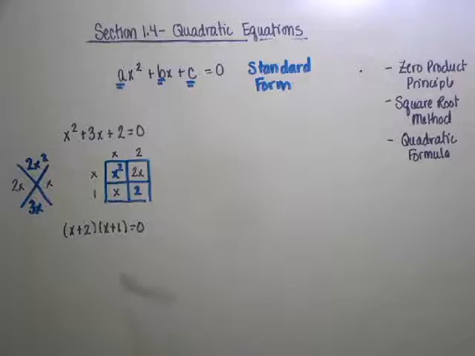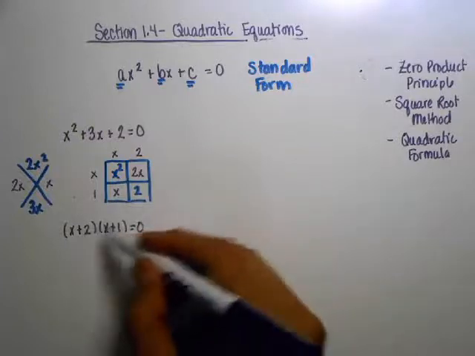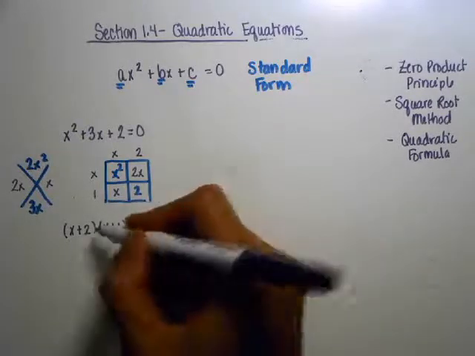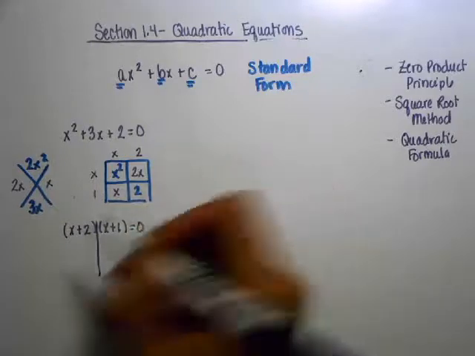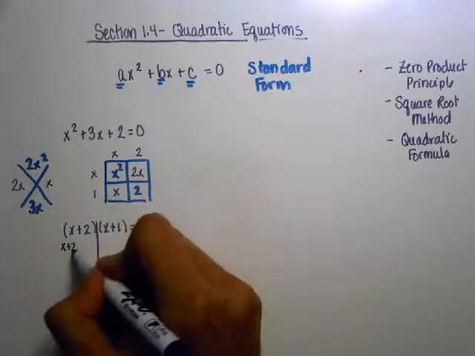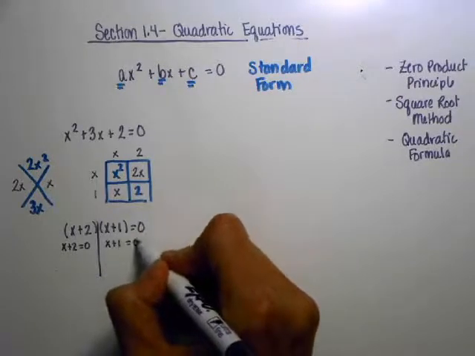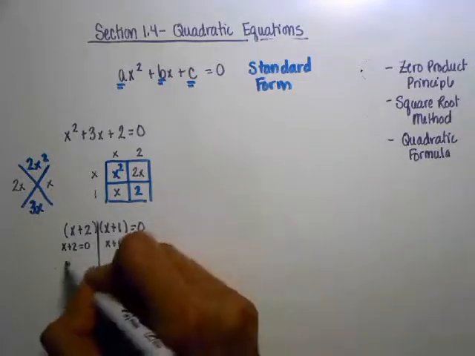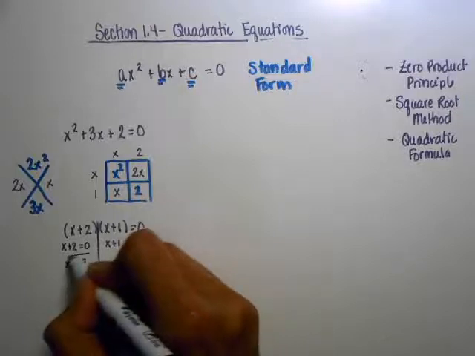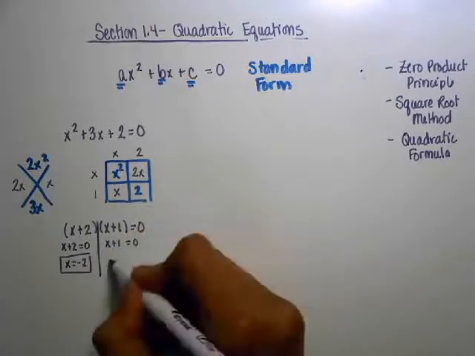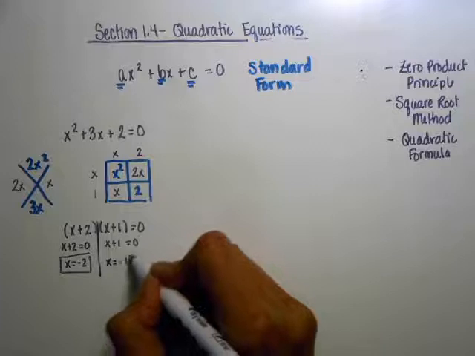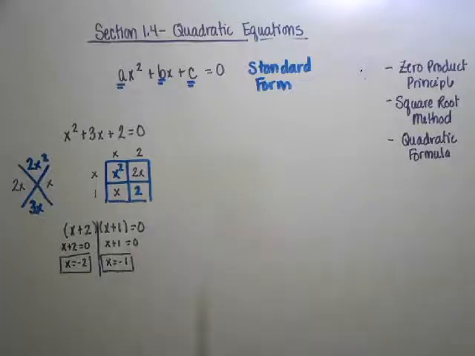Once we have the problem in factored form, we can do what's called the zero product principle. The zero product principle says if we have numbers or factors multiplying together to give us 0, one of those factors must equal 0. So we know that either x plus 2 has to equal 0 or x plus 1 has to equal 0. So in this case, x would have to equal negative 2, and in this case, x would have to equal negative 1. And those become the two solutions to our quadratic equation.